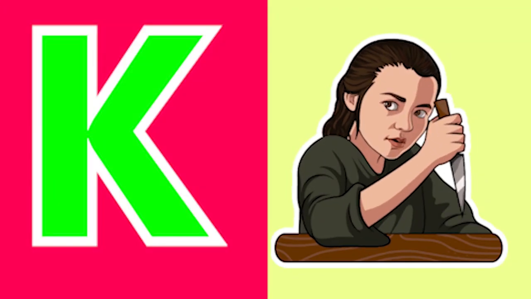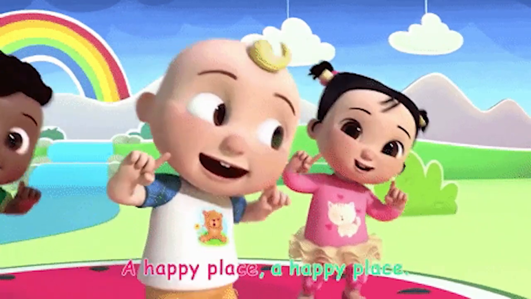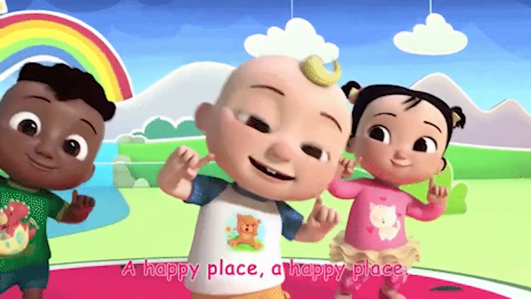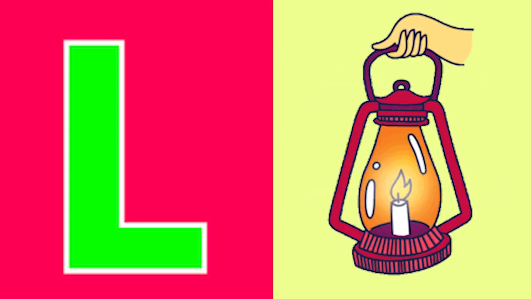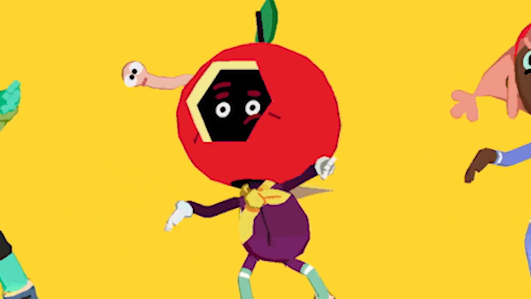K for knife and K for key. K, k, k. L for lemon and L for lamb. L, l, l.